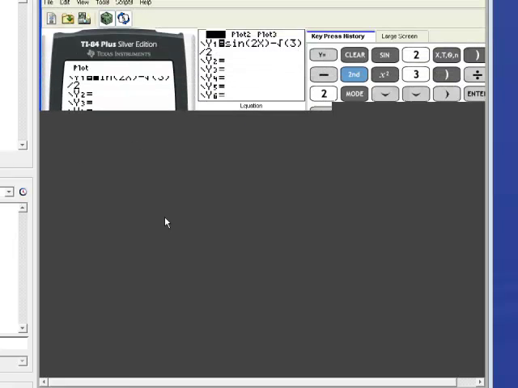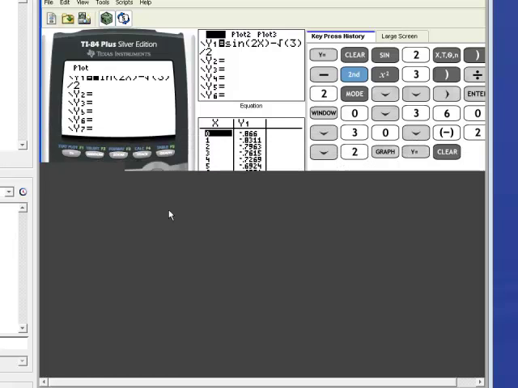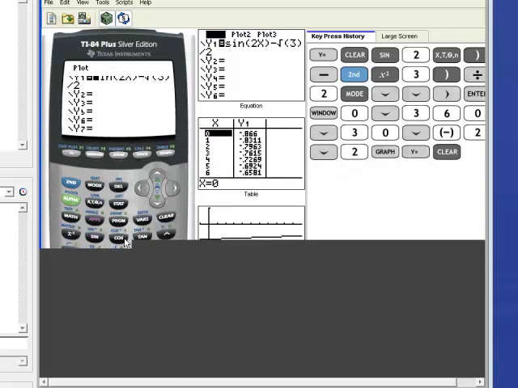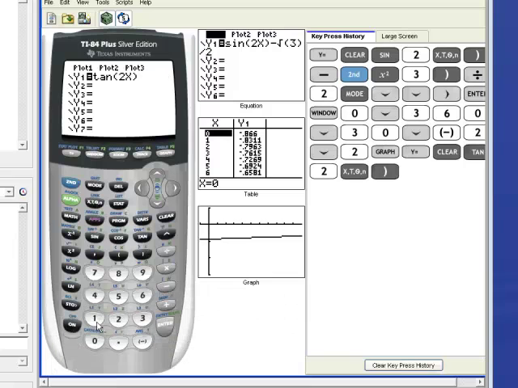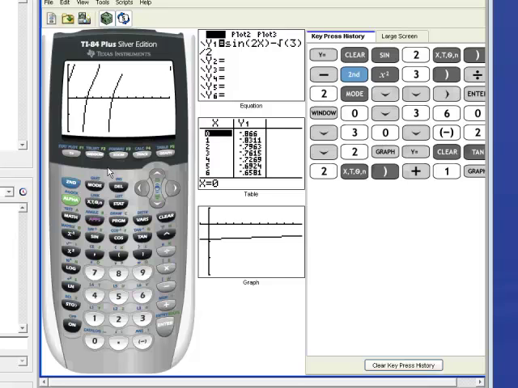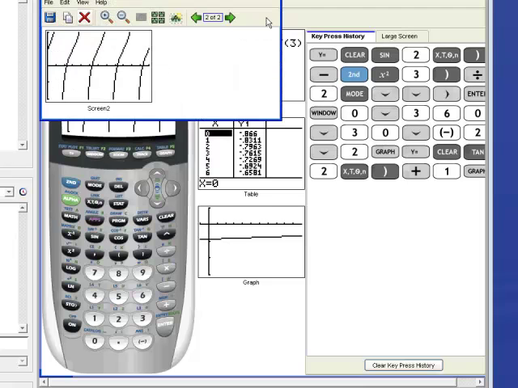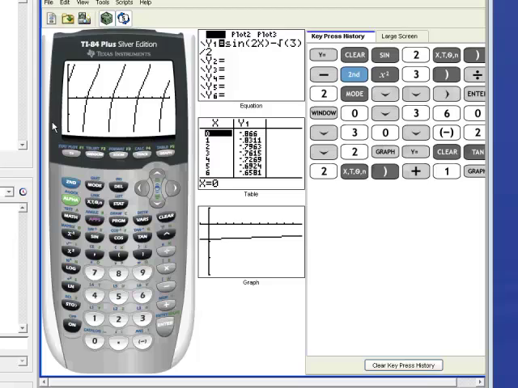Okay, we have tangent of 2 theta plus 1, because that's at -1 on the other side. So I'm going to graph. Okay, there's one solution. There's another one. There's a third. And there's a fourth solution. And again, I copy that. Go back to Word. Insert it.